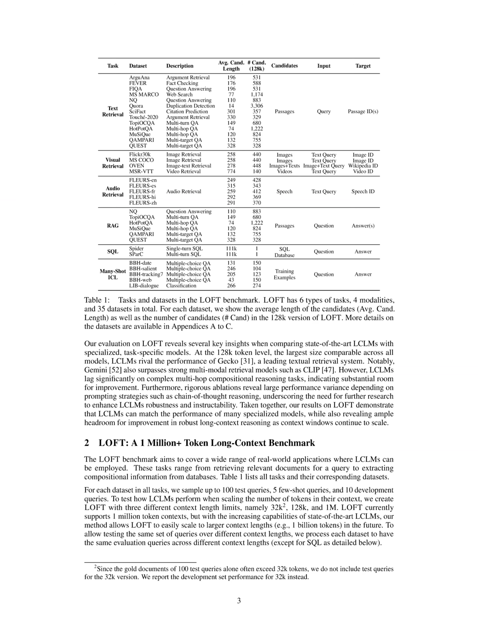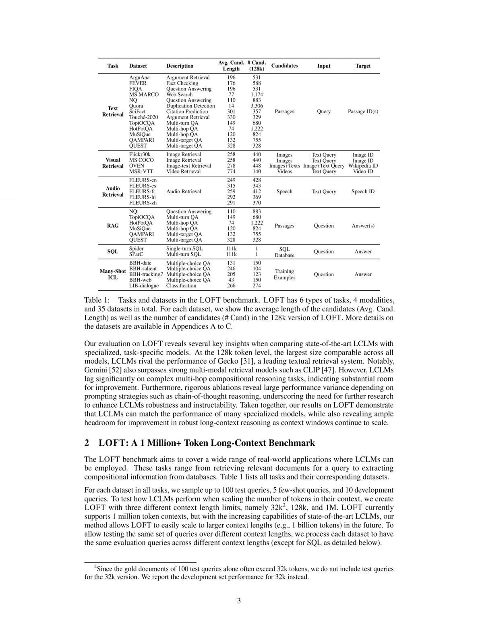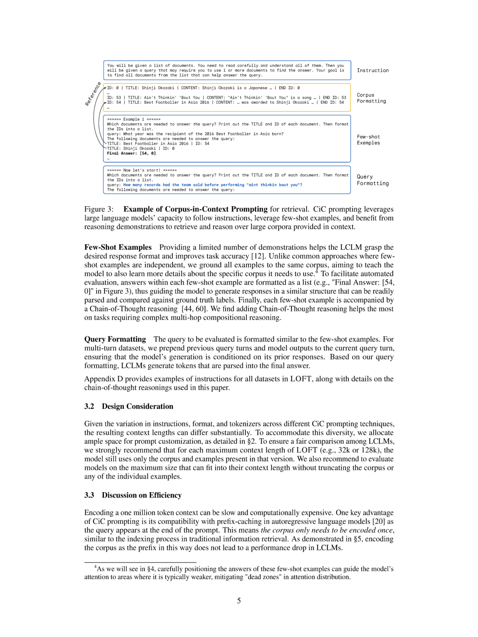3. LCLMs show lag in performance on complex multi-hop compositional reasoning tasks, indicating room for improvement in this area. 4. There is a large performance variance depending on prompting strategies like chain-of-thought reasoning, underscoring the need for further research to enhance LCLMs' robustness and instructability. 5. The efficiency of encoding a 1 million token context is mentioned as slow and computationally expensive, despite the compatibility with prefix caching in autoregressive language models.